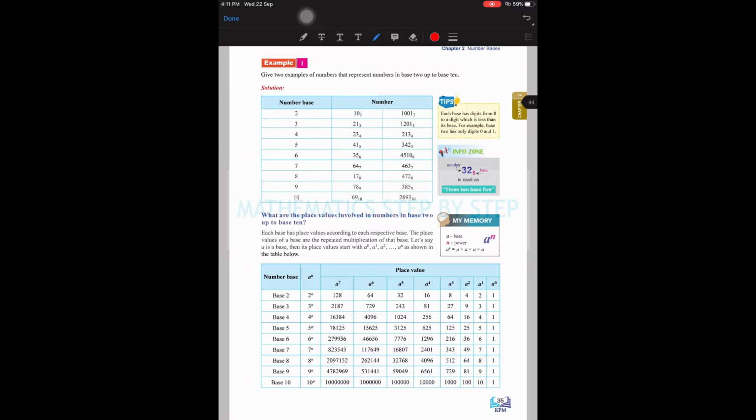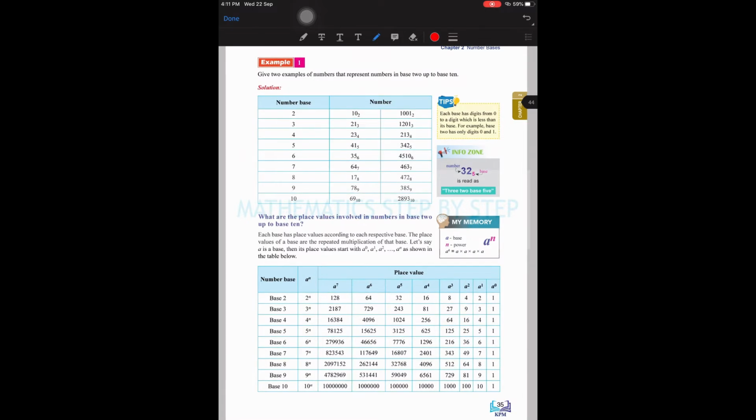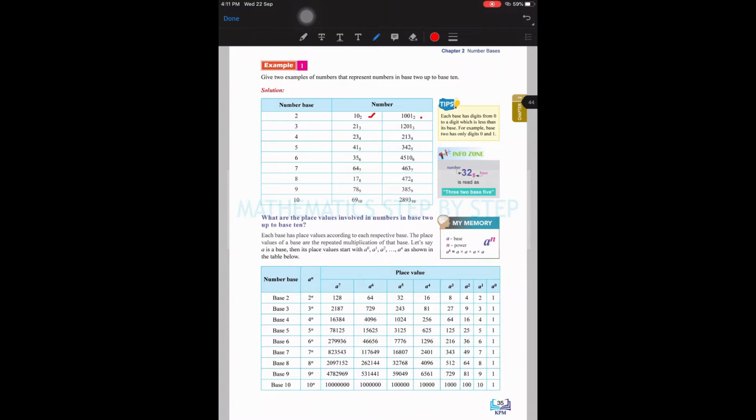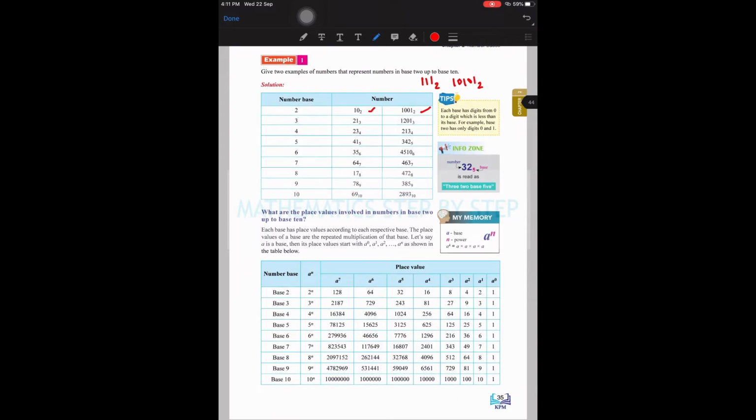So for base 2, now we'll write 2 numbers, okay? So 10 base 2, 1001 base 2, okay? These are the 2 examples given. You guys can also write numbers like 111 base 2, 10101 base 2, okay? So for the case of base 3, 21 base 3, 1201 base 3, these are the 2 examples given. You guys can also write, for example, 2211 base 3, okay?